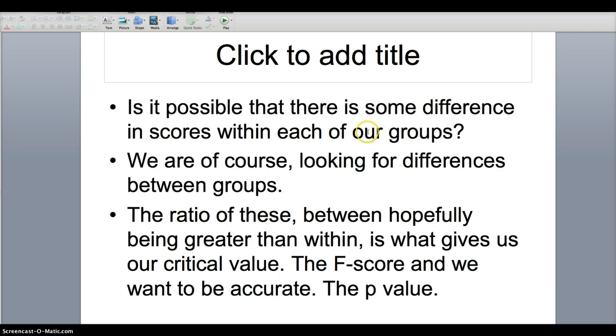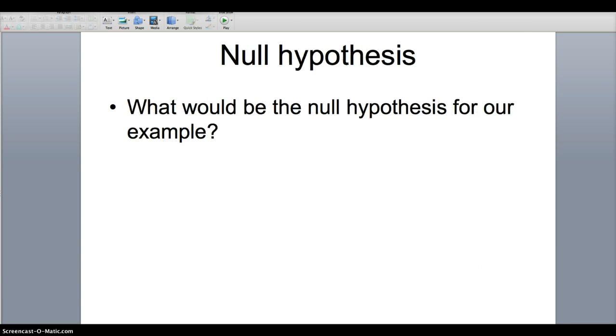Again, it is possible that there is some difference in scores within each group, and we can assume that it's highly unlikely that every person got the exact same score. But what we're looking for is differences between groups. And it's the ratio between those two values that we're trying to determine whether or not there's a significant difference, that is, a p-value that is usable. So our null hypothesis would be, in this example, that the PSAT scores of the freshmen are equal to the PSAT scores of the sophomores, are equal to the juniors, are equal to the seniors.